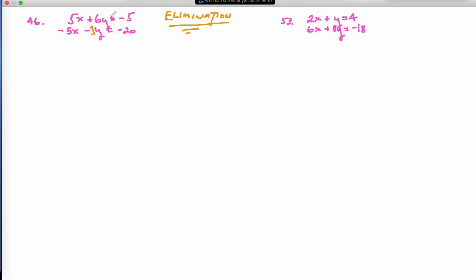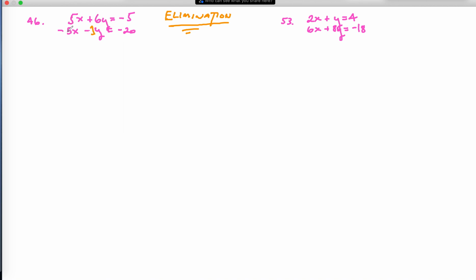So in this first one, let's see. 6. Is that the same thing as -1 but with the opposite sign? No, they're not the same, right? The opposite of 6 would be -6. Or the thing that we would be looking for is this to be a -6, or this to be a +1. So the y's aren't going to cancel here.